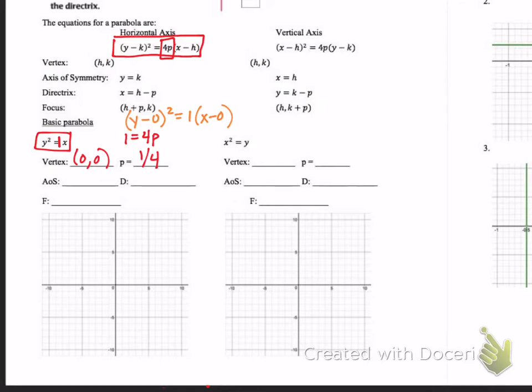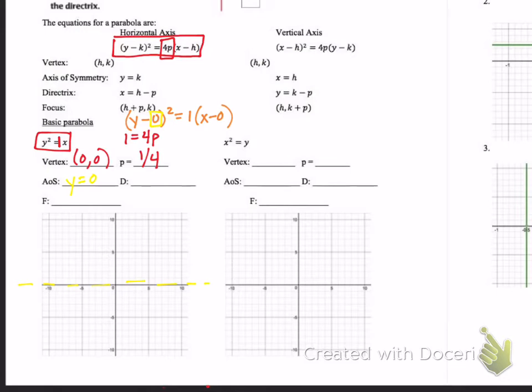So my axis of symmetry is always your k. My k in this case would be 0, so y equals 0. I'm just going to put a dashed line at that horizontal line at 0. And my directrix is always away from your parabola.